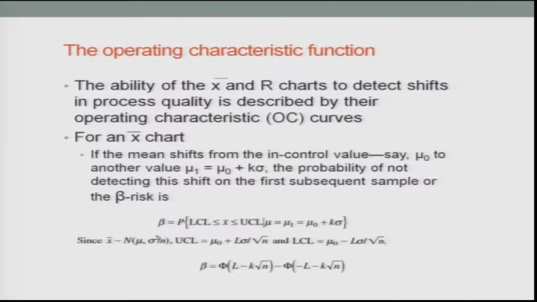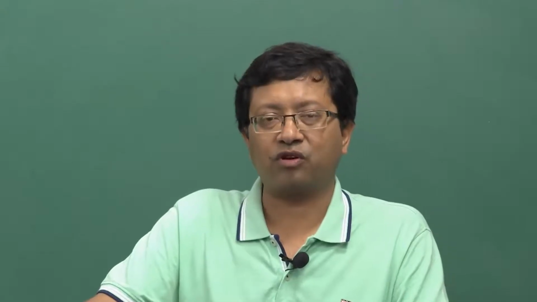The probability of not detecting this shift in the first subsequent samples is basically a type of error which we generally term as the risk, which is alpha and beta. Now, what we want to find out is whether the pattern of shifting based on the change of the mean values does have an effect on the overall risk.